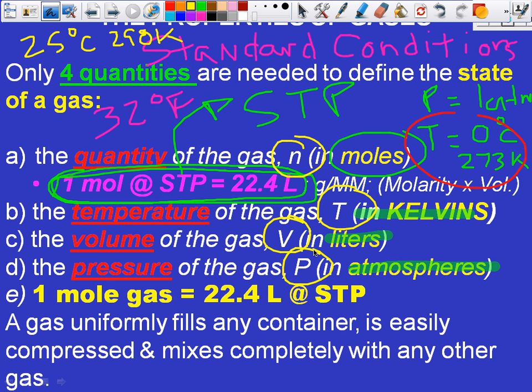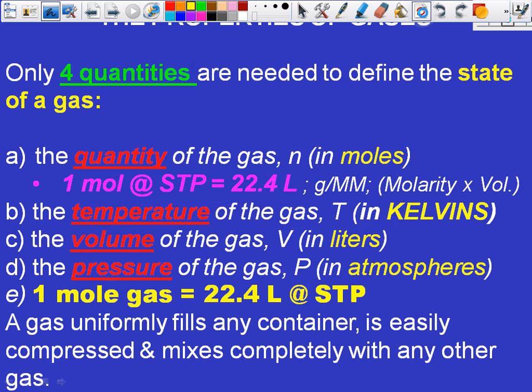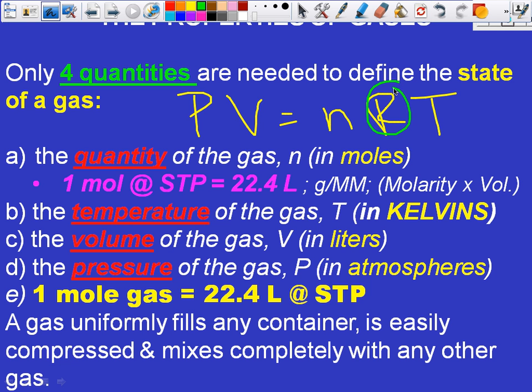Well, I really hope that by that point, if you see all of those things, this law right here is probably going to come into effect somewhere down the line. And you are correct in assuming that. The only value that you do not know yet is R. We're going to talk about that in just a few minutes. And again, that almighty and all important 1 mole of gas is 22.4 liters at STP.